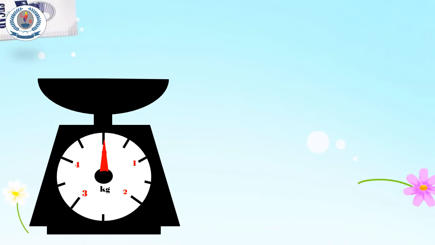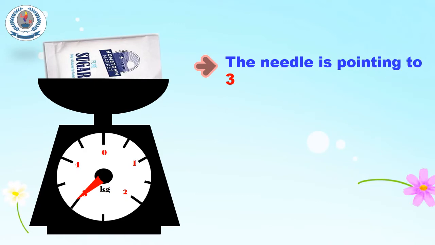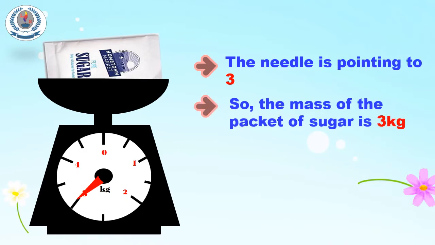Here on the scale, I keep a packet of sugar. Now look at the needle. The needle is pointing at 3. So the mass of the packet of sugar is 3 kilogram.